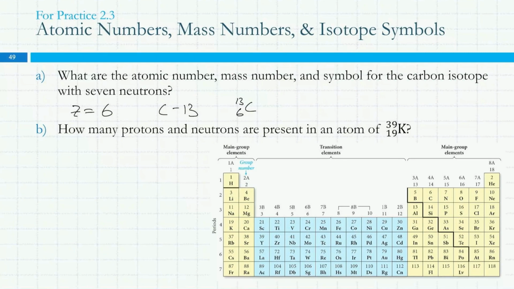So how many protons are present in potassium 39? 19. Protons is always the easy one, 19. Or you can just look at the periodic table. Since the number of protons never changes, potassium's always going to have 19 protons. Now, how many neutrons? Yeah. So this one up here, that's the mass number. So mass number minus number of protons means there's 20 neutrons.